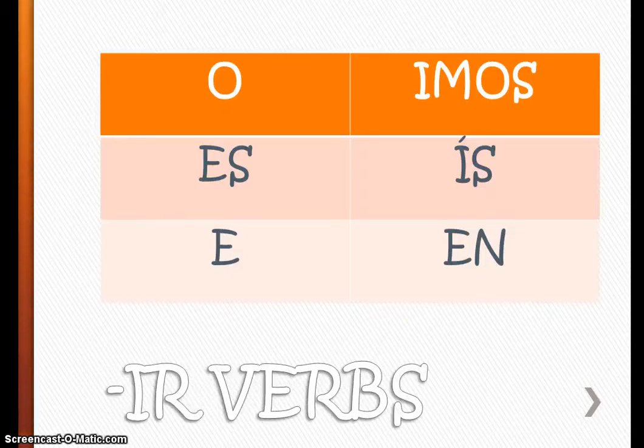And the final type of verb that we have are IR verbs. These look very similar to the ER verbs. The only difference are the nosotros and the vosotros forms. So your IR verb endings are o, es, e, imos, ís, and en.